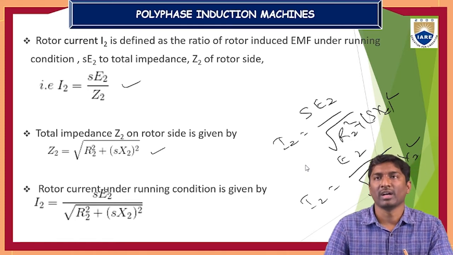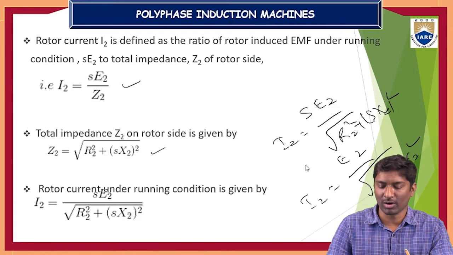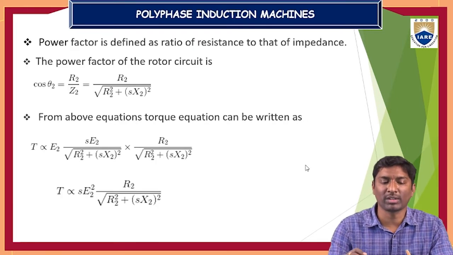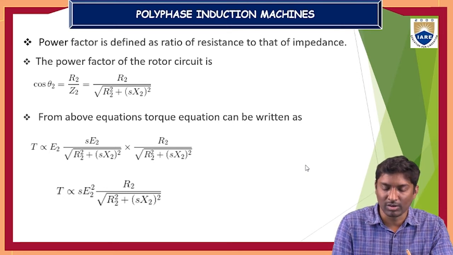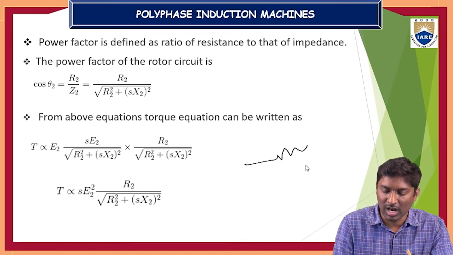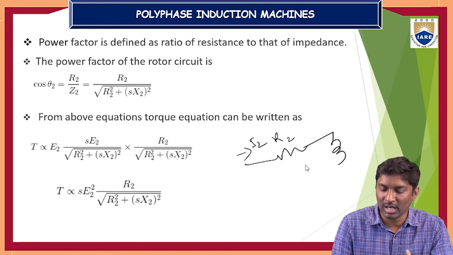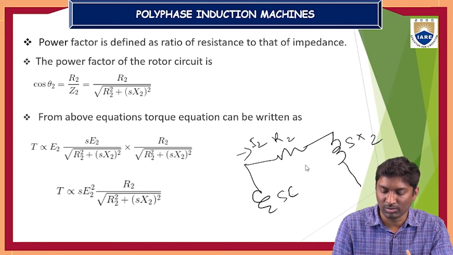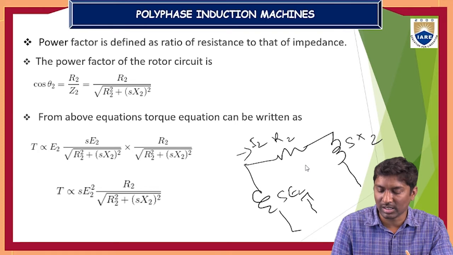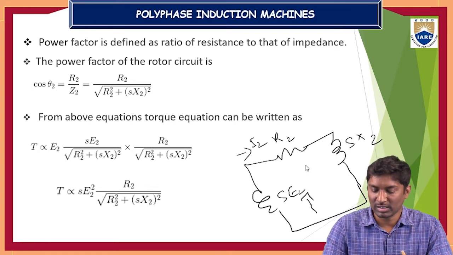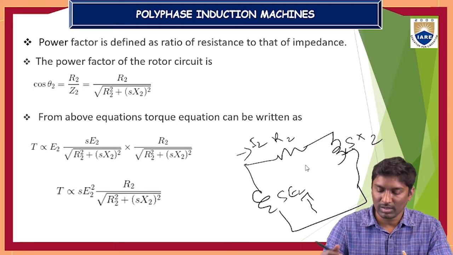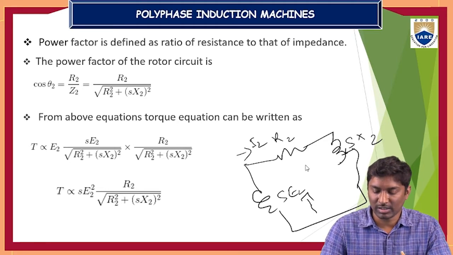For this, I am drawing the equivalent circuit. How I am getting the equivalent circuit, you can assume it. So for the power factor and for the rotor current, I am drawing the equivalent circuit here. This is R2, this is the current I2, then this is S into X2, and this is S into E2. This is the rotor side circuit.